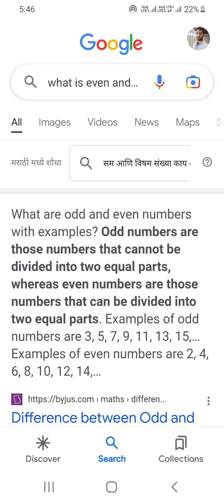For understanding what even and odd numbers are: odd numbers are those that cannot be divided into two equal parts, whereas even numbers are those that can be divided into two equal parts. Examples of odd numbers are 3, 5, 7, 9; 3 cannot be divided into two equal parts. Even numbers are 2, 4, 6, 8, 12, 14. They can be divided into two equal parts, so that's an even number, and one which cannot be divided into two equal parts is called an odd number.